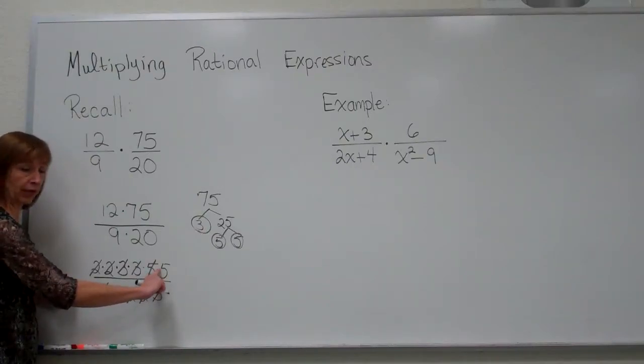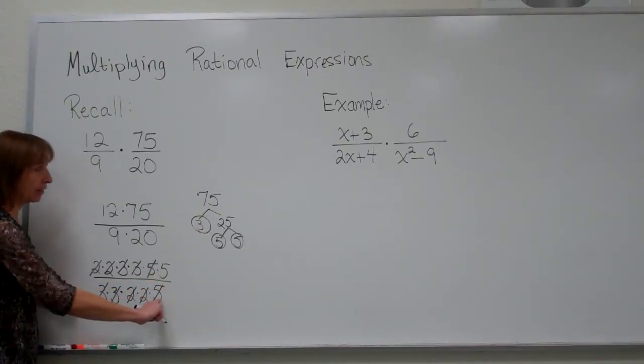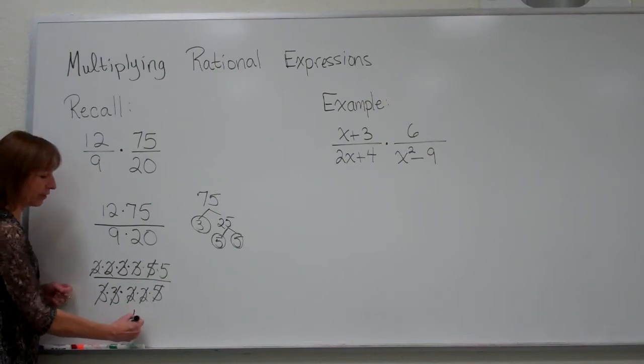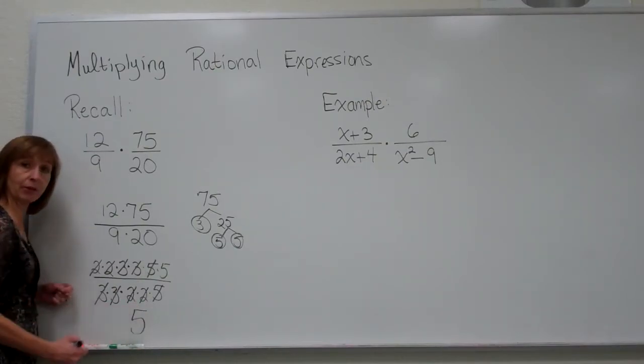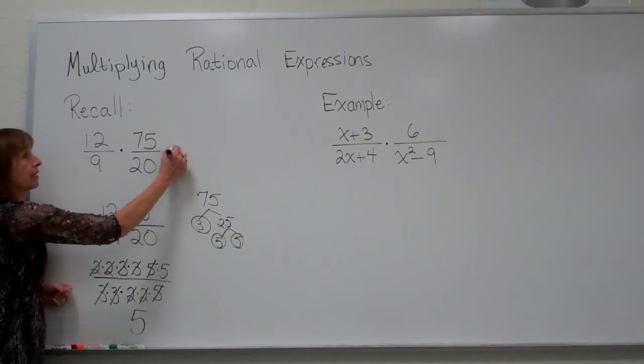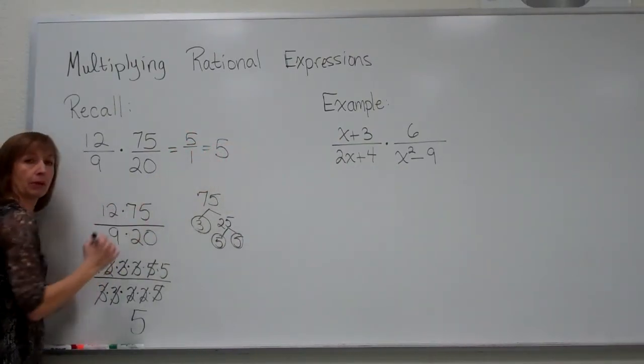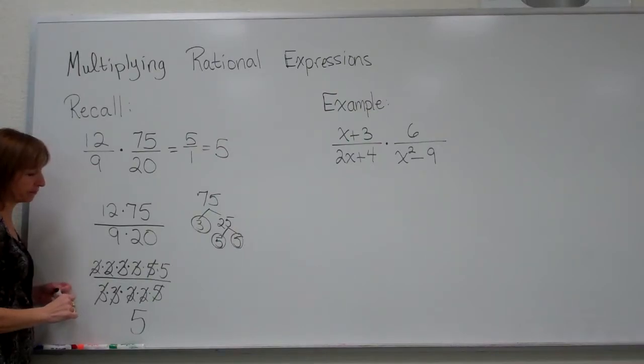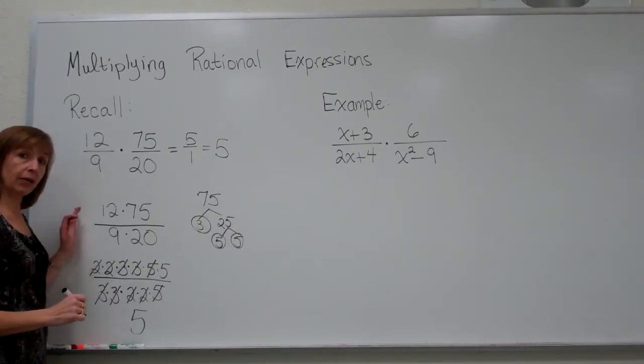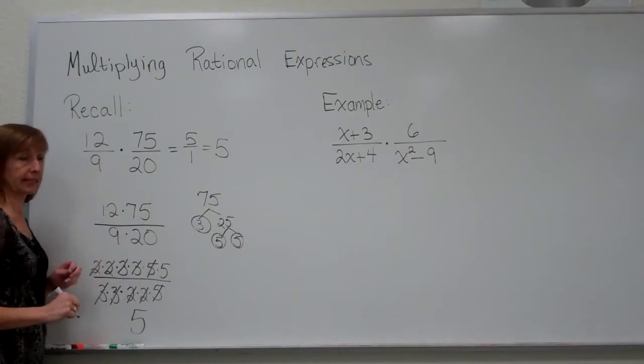So 5 in the numerator over 1 in the denominator leaves me a simplified answer of 5 for that multiplication. So this just comes out to be 5 over 1, which is 5, if we want to write it in its simplified form. Well, we want to carry this idea over to the next example.